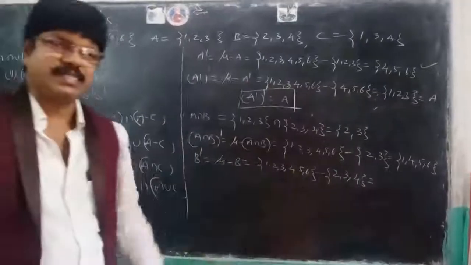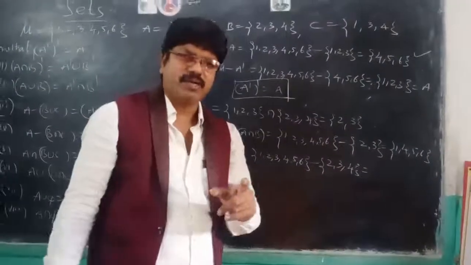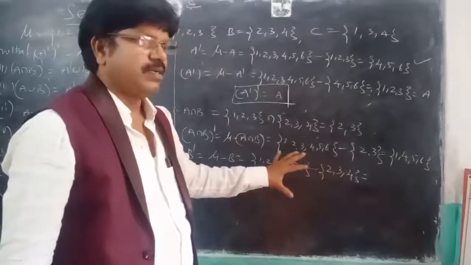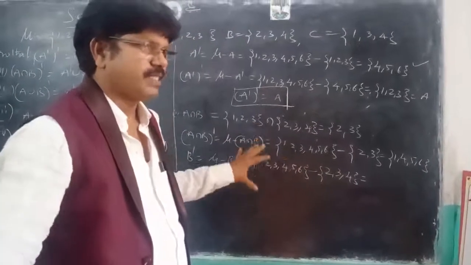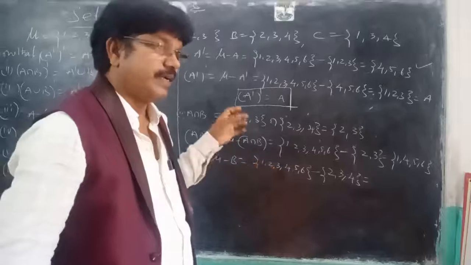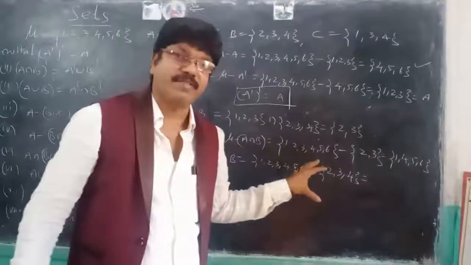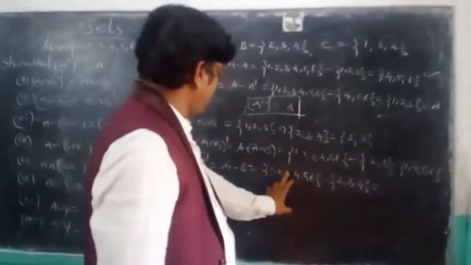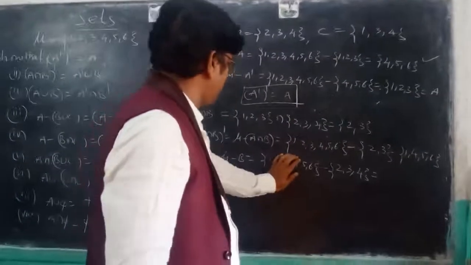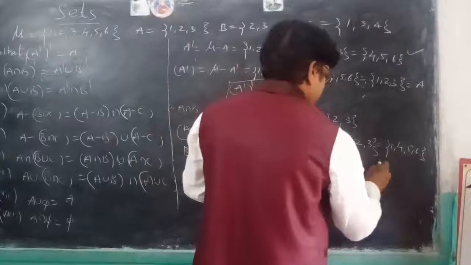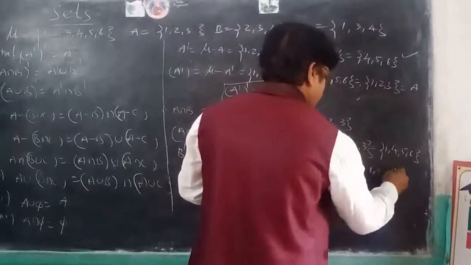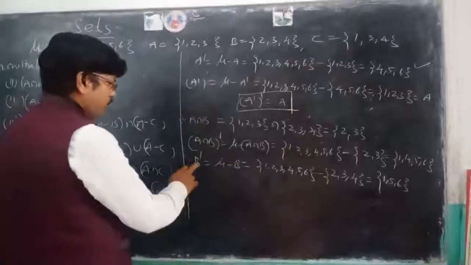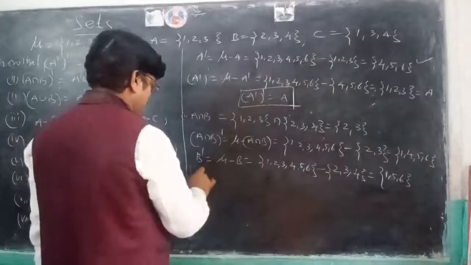The difference concept, what is it? Observe common elements. Remove common elements from the first set and write the remaining from the first set. Okay. 2, 3, 4. 1, 5, 6. Now we have B dash and A dash.